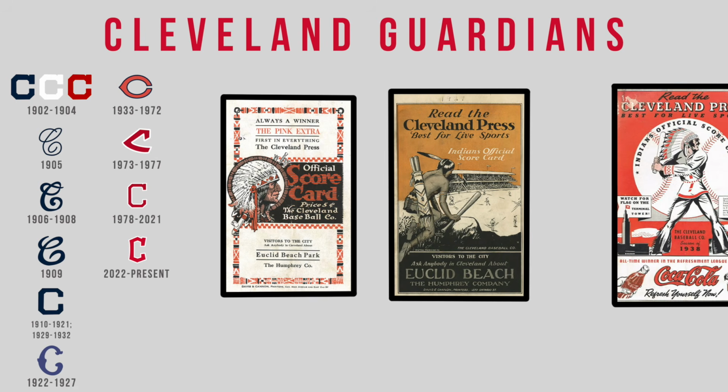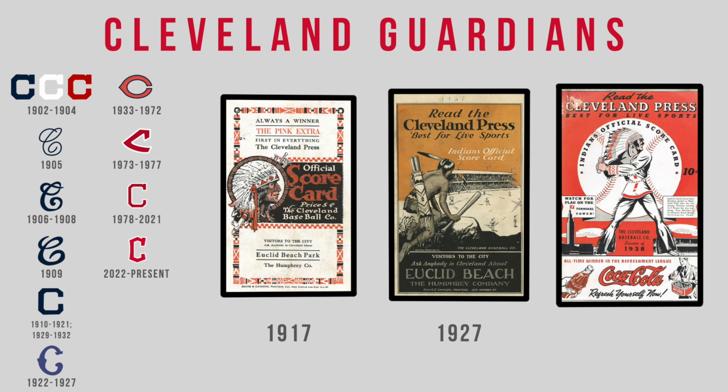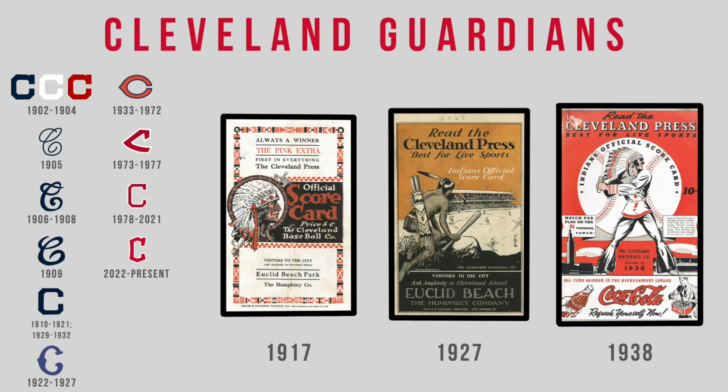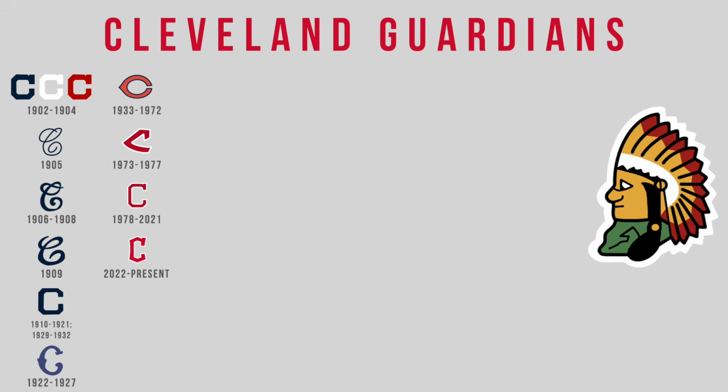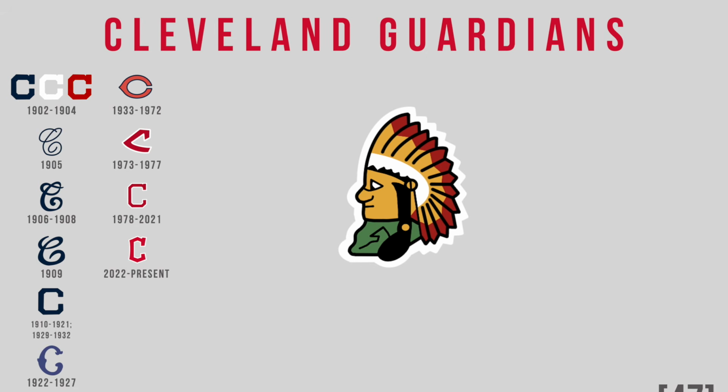Here's an example from 1917, 1927, and 1938. Briefly, from 1929 to 1938, the Cleveland Indian uniforms used a small cartoon patch on their sleeve, but aside from appearing on the patch, I haven't found this colorful logo used in other publications from the team.